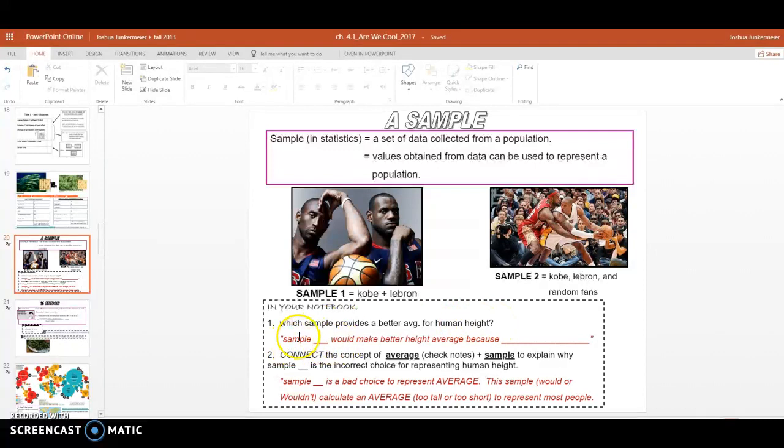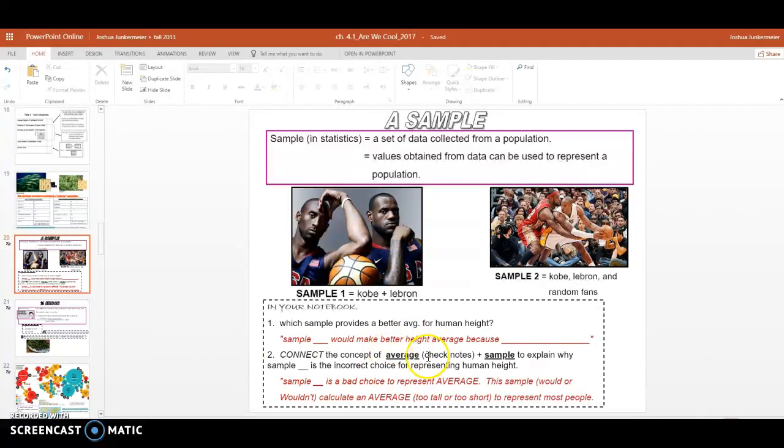Sample blank. So in your notebook for slide 20, you'd write number 1 and then copy down this sentence phrase, and it says sample blank would make better height average because, and then say why you think. Why would this be better for a human average? So if you wanted to tell people what is the average human height, which sample would be better for calculating an average?